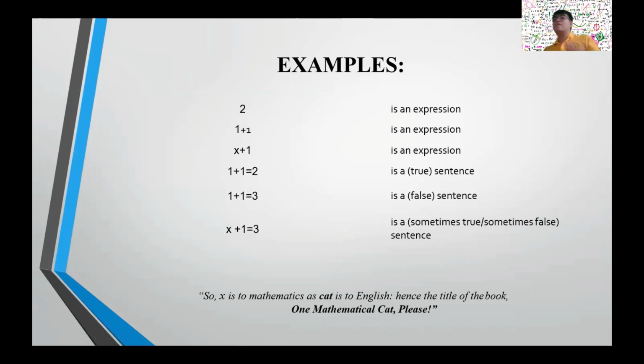Examples are these: 2 is an expression, 1 plus 1 is an expression, x plus 1 is an expression, but 1 plus 1 is equal to 2 is a sentence, and it is true. 1 plus 1 is equal to 3 is a sentence, but it is false. x plus 1 is equal to 3 is sometimes true and sometimes false. It is true if x is equal to 2, and it's false otherwise.